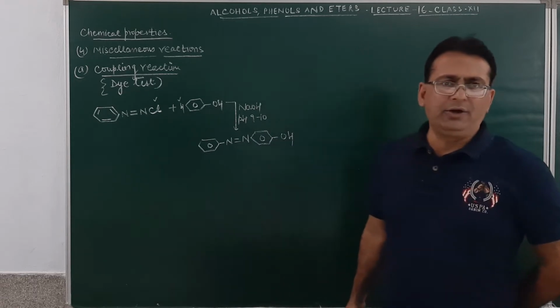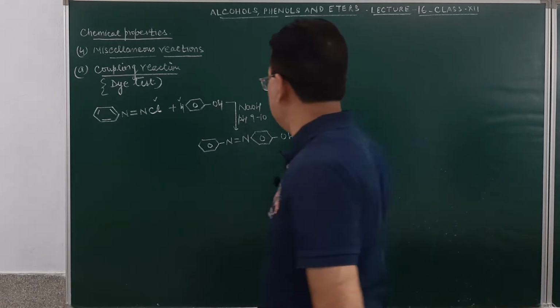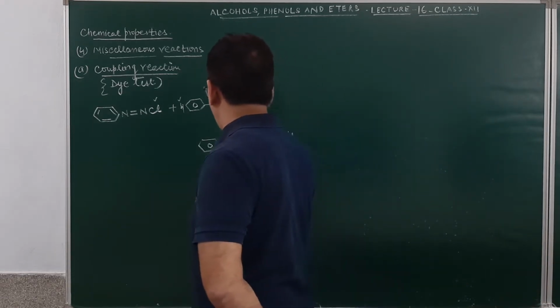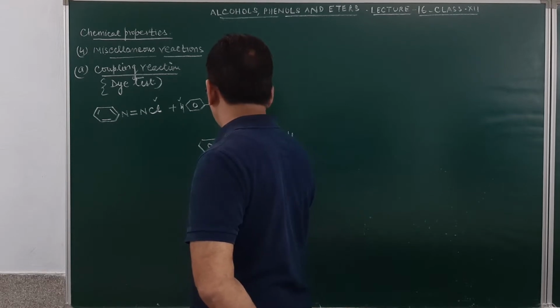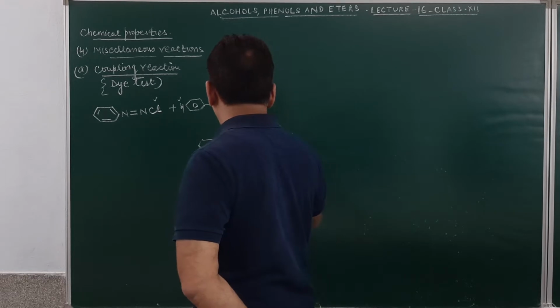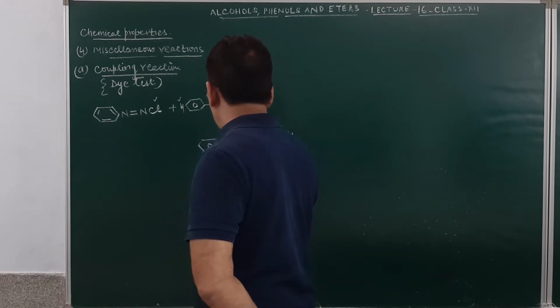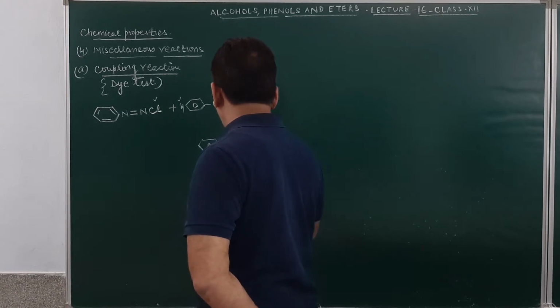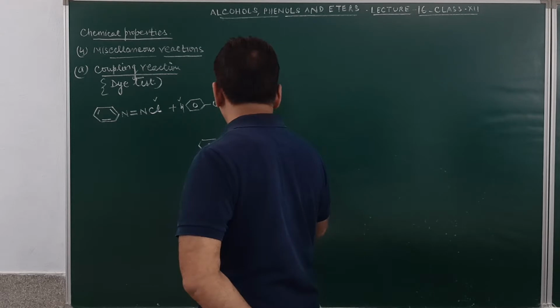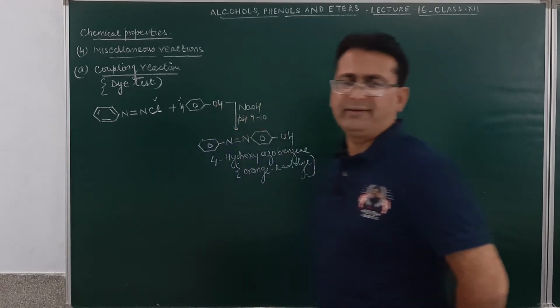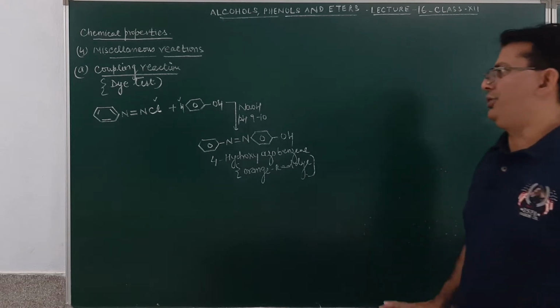The product is para-hydroxyazobenzene, or 4-hydroxyazobenzene, and this is a red color dye, or we may call it an orange red dye. Is it clear? And the reaction can be used as a test of phenol.